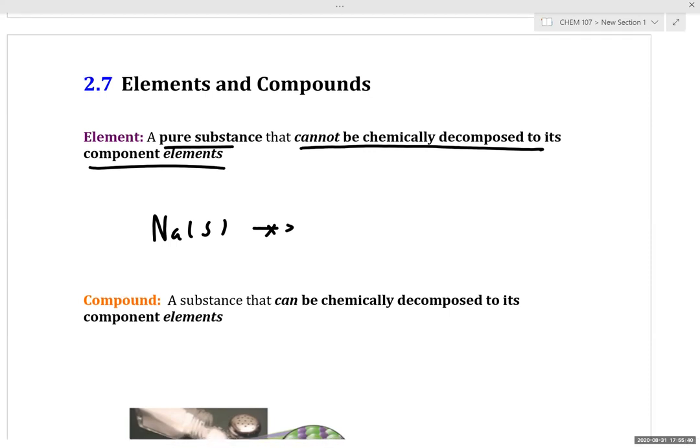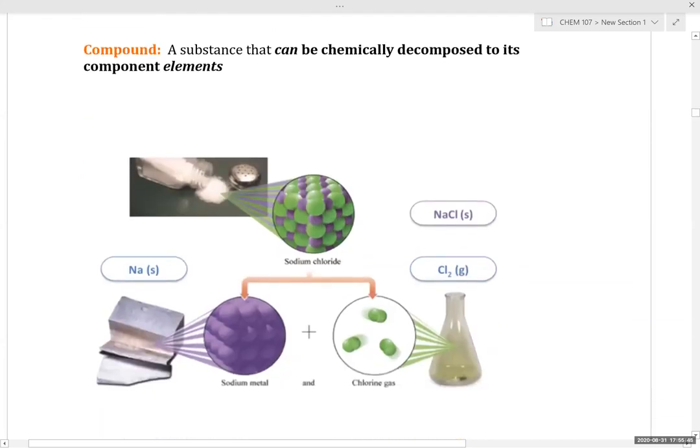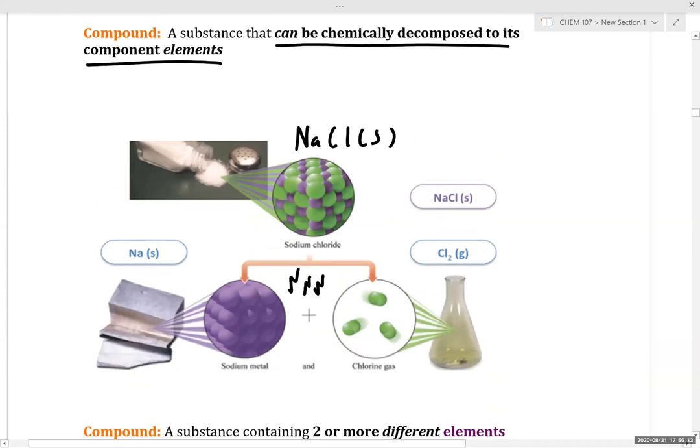However, compounds are empirically or experimentally defined as a substance that can be decomposed into their component elements. So for example, if you take sodium chloride, which is of the formula NaCl, table salt, and you apply an electric current and a lot of heat, you can actually break down sodium chloride into its component elements.